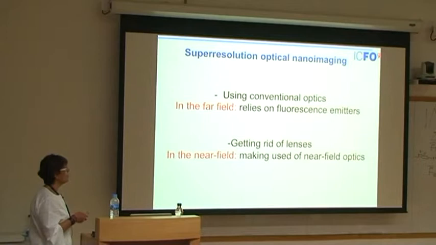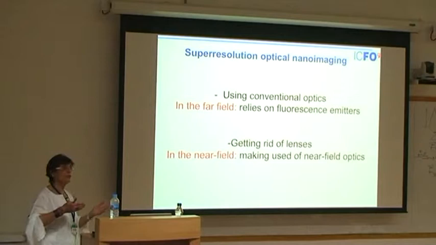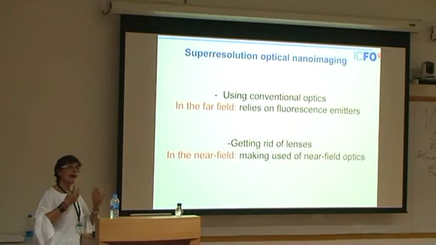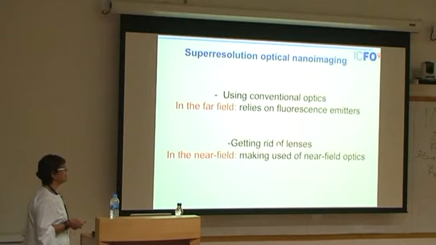On the other hand, there is this other way of getting super resolution, which essentially is getting rid of the lenses. You remember that in the previous slide, I told you that what is limiting is the way that you collect the light, because you use these lenses. If you get rid of the lenses and try to collect the near field contribution of your sample, that near field contribution is going to have the high frequency components, which belong to the fine details of your sample. So the way of doing that is really working on the near field, essentially making use of the field of near field optics.